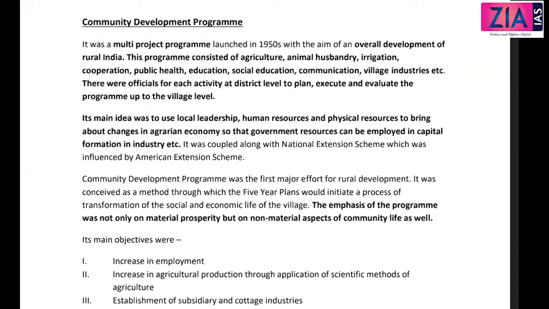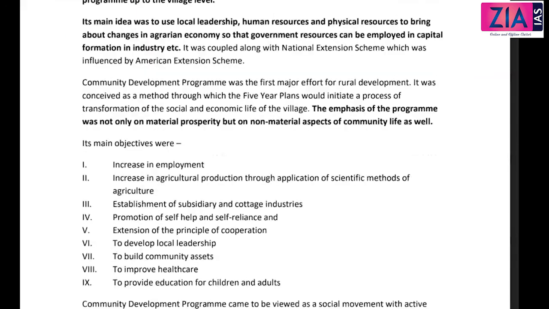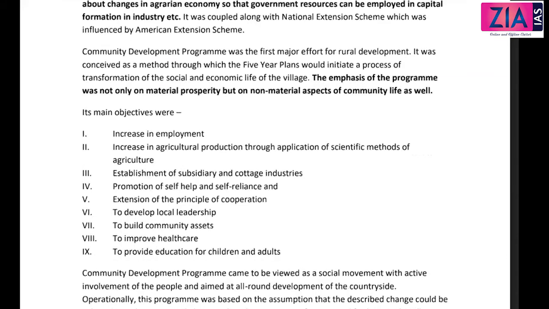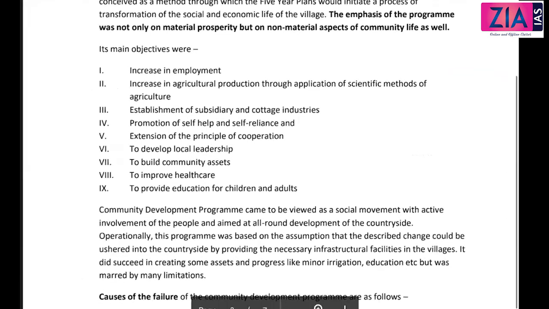There were officials for each and every activity at the district level to plan, execute, and evaluate. So they plan, they execute, and they evaluate. So then it was given only for namesake, right? That is actually the main problem with this. The main idea was to use local leadership, human resources, and physical resources to bring about changes in the agrarian economy, so that government resources can be employed in capital formation in industry. The emphasis of the program was not only on material prosperity but on the non-material aspects of community life as well.